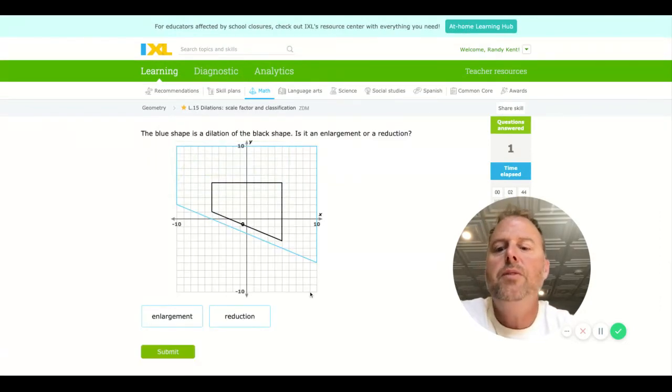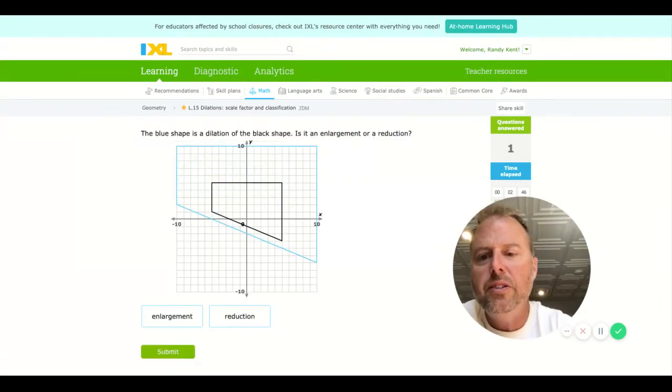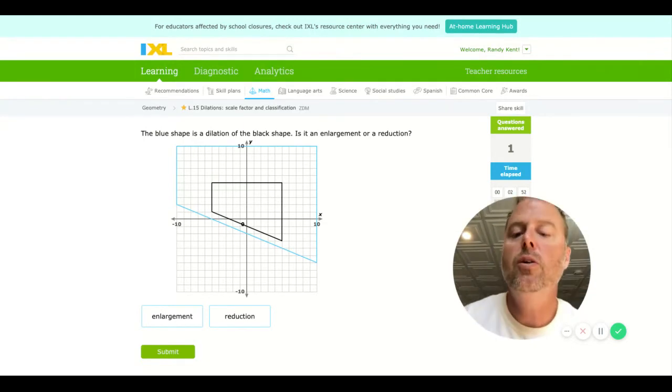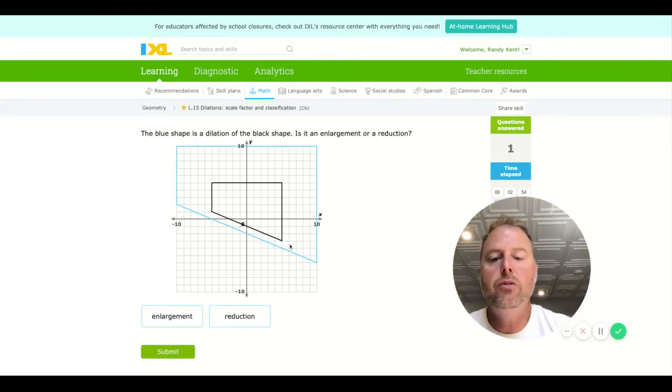Right? Same thing here. It says the blue is a dilation of the black. Now we're going to go from something smaller to something bigger because the blue is bigger than the black. So I'm going to look at the corners and see what I did to get from here to there. Just by glancing at it, it looks like it's double, but we'll see. Actually, it's not even asking for a number. If you're going from black to blue, you're going bigger, and that would be enlargement. If you're going smaller, it's a reduction.